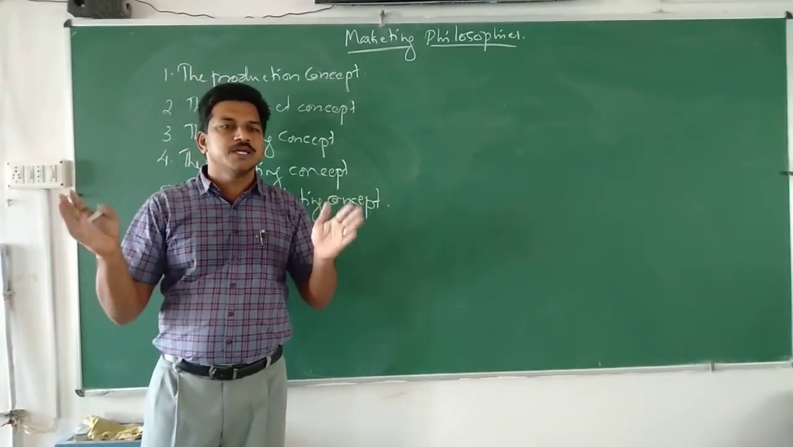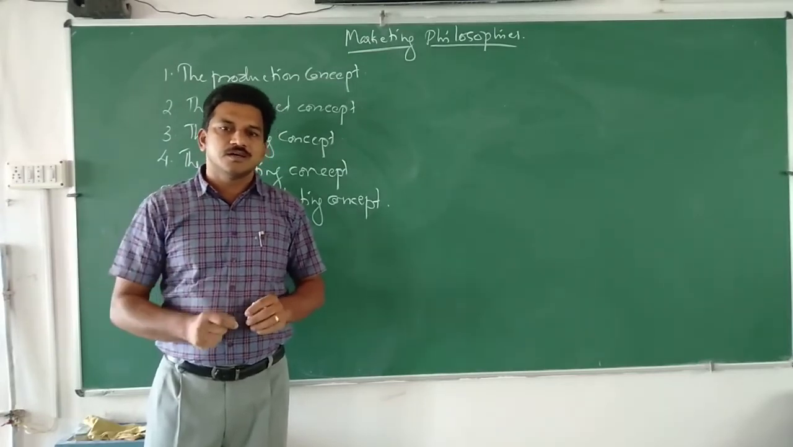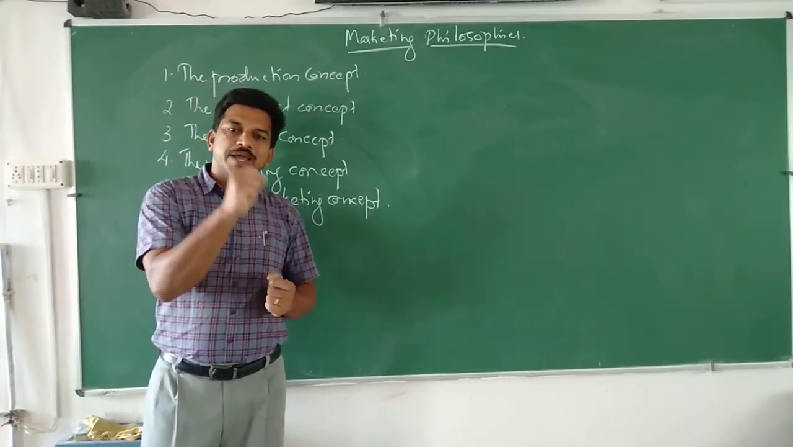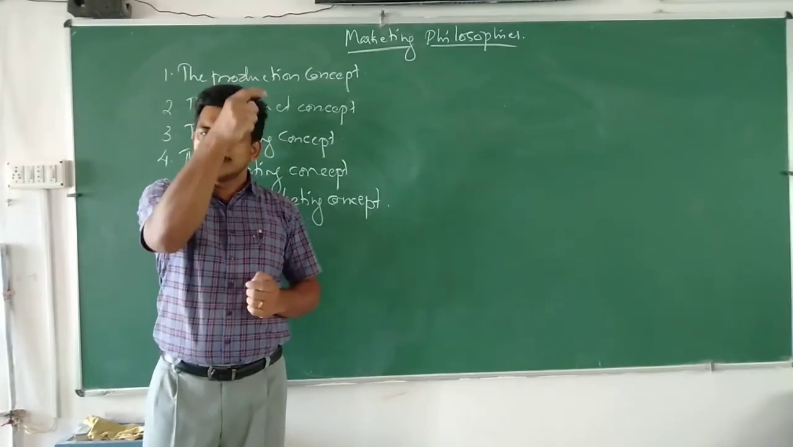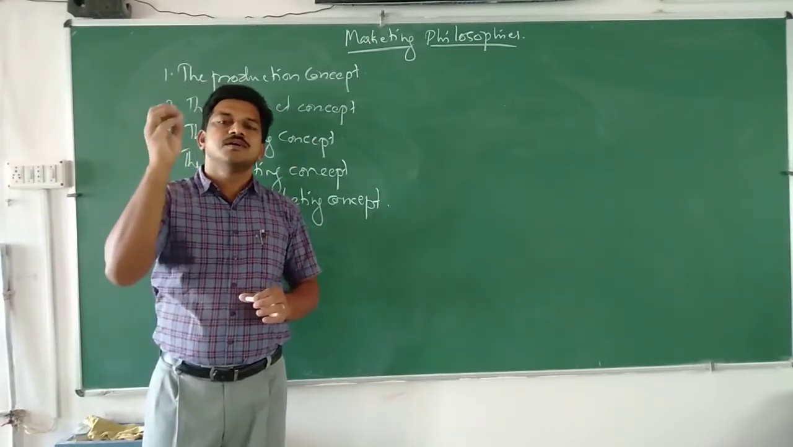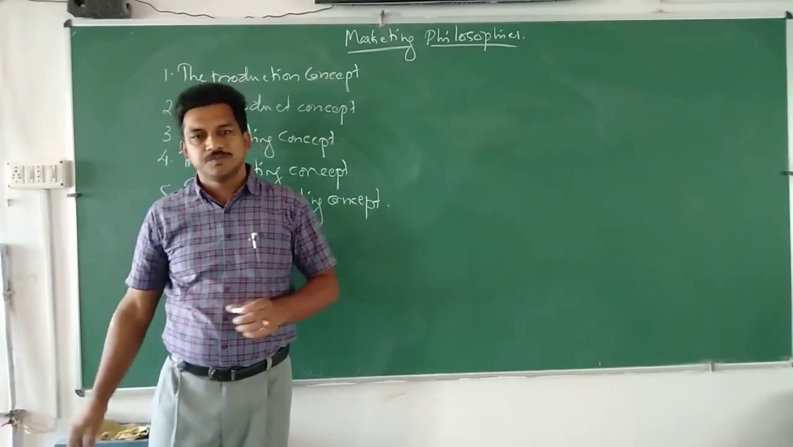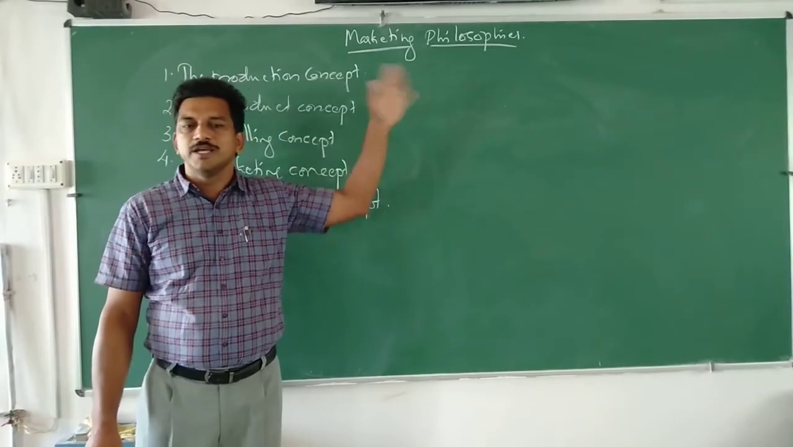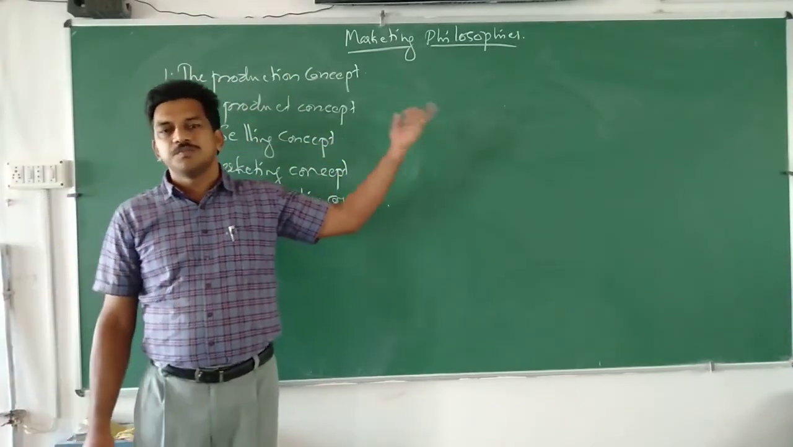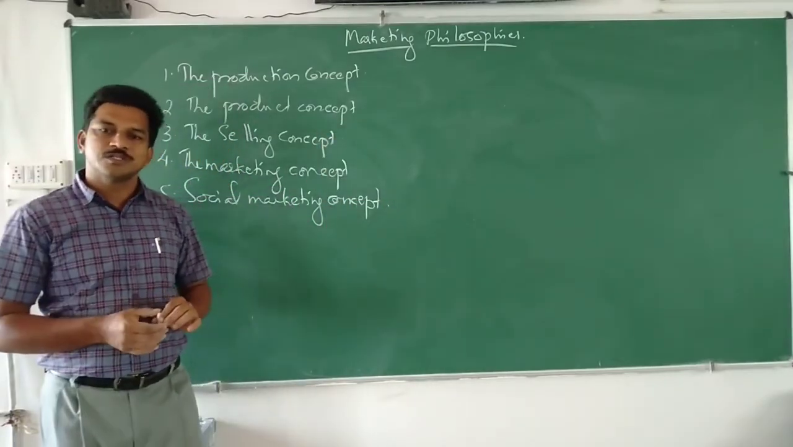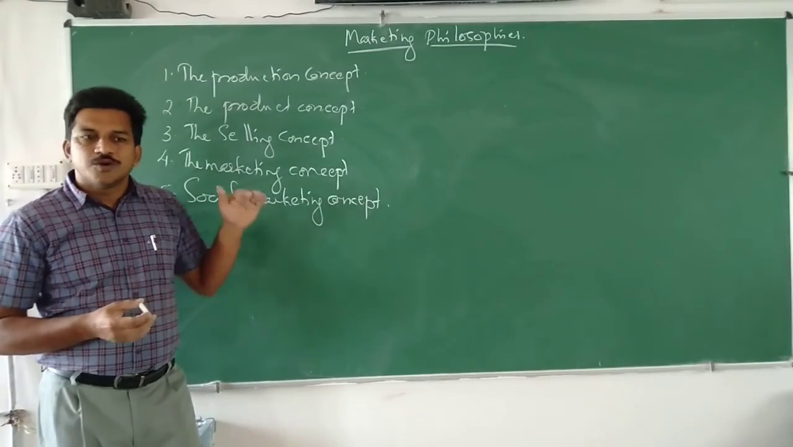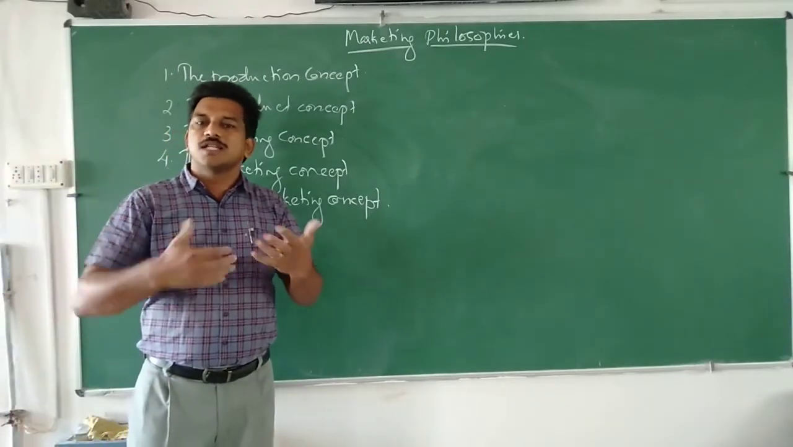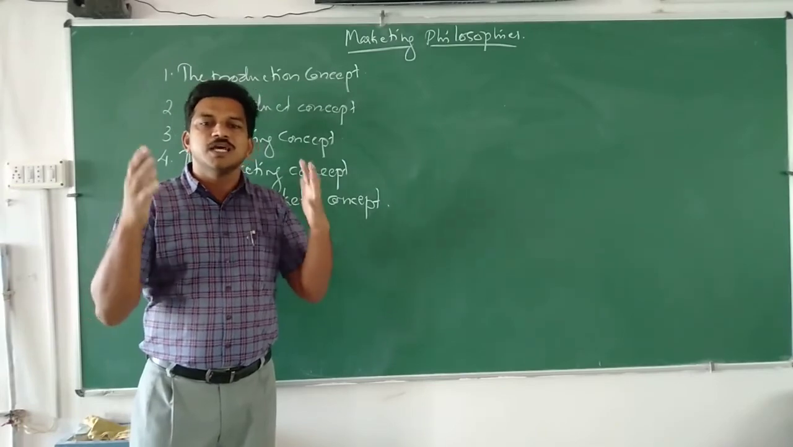You may have seen on the packages of various products messages like clean the surroundings, don't litter the surroundings, or throw your package of the product in the dustbin. Like that, a picture of a dustbin can be seen, and it will be written that throw the cover in the dustbin. Okay, or keep the surroundings neat and clean. Like that, various messages you can see on the products. So that is part of the social marketing concept. So now this is the era of an advanced marketing concept called the social marketing concept, which says satisfying the consumers by protecting the environment.